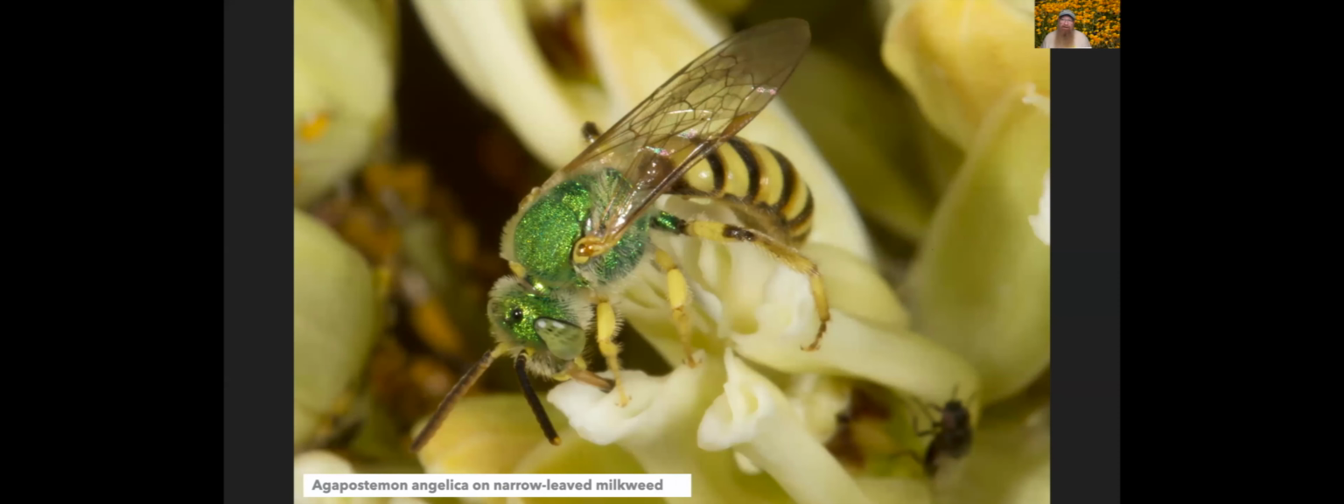This is a very common bee, and it could be you've not seen this before. This is Agapostemon angelicus, the angelic metallic sweat bee. Look at that color. This is a male. Males have yellow and black striped abdomens in this genus. Females are all metallic green. Unbelievable. Just a beautiful bee. You can see it work in that flower. This is narrow-leaved milkweed.